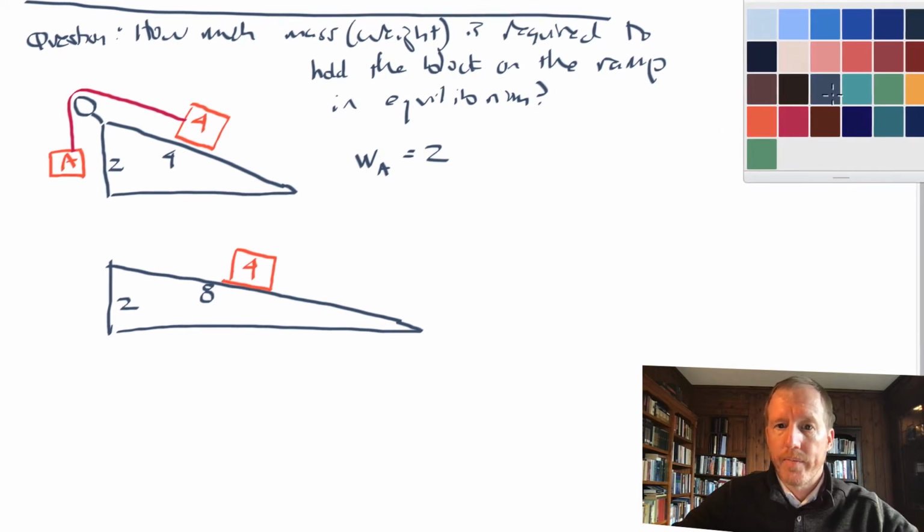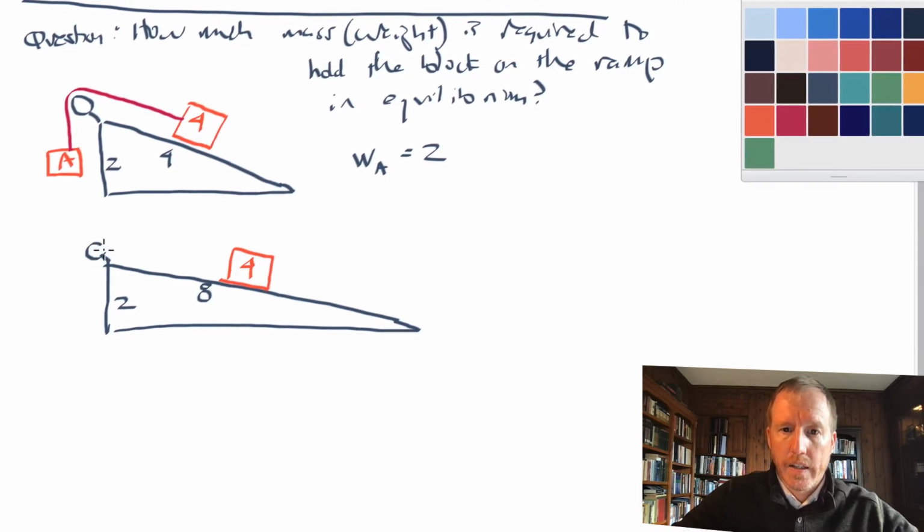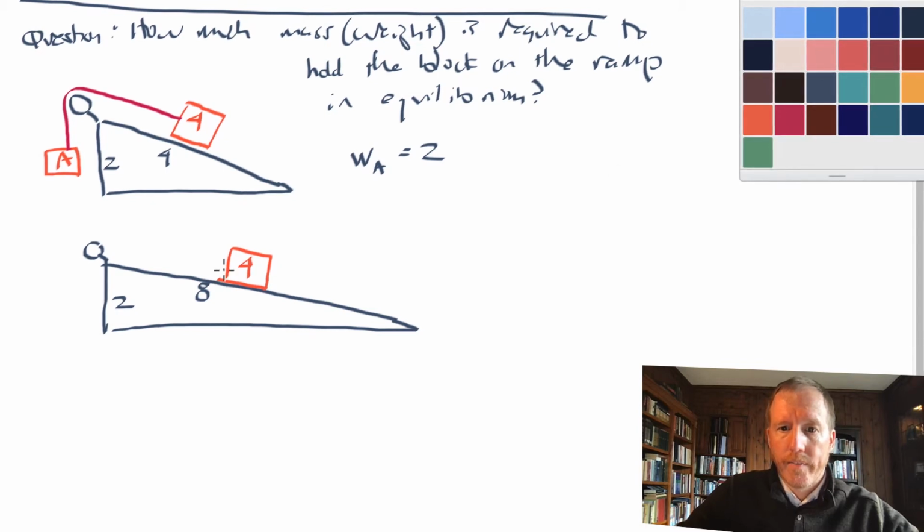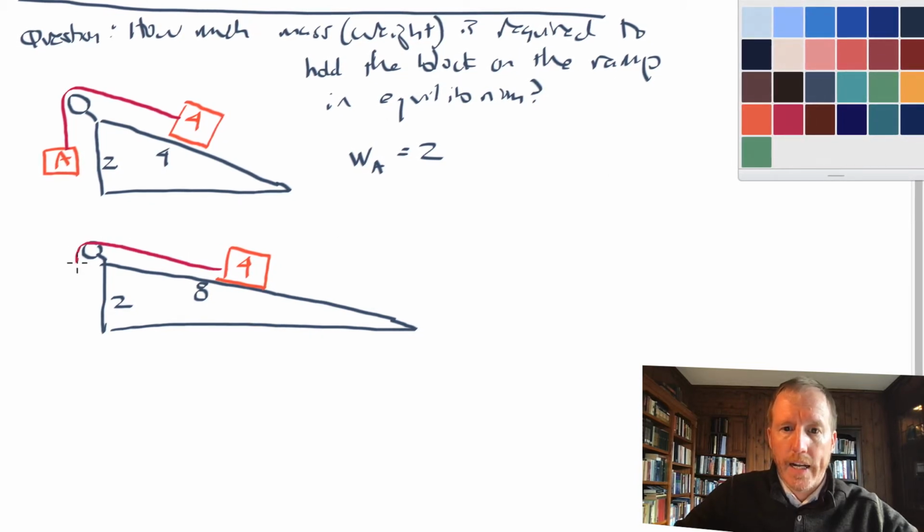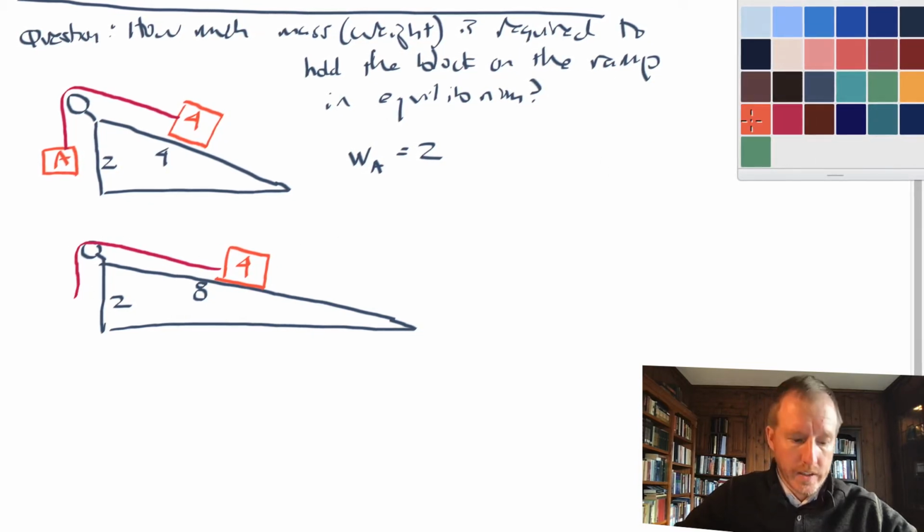on this ramp, and I have a pulley like this, and I were to hang another mass right here, let's call this mass B, how much would be required in order to balance that mass of 4? Well, you can probably guess that it's going to require less mass. Why? Because this is a shallower ramp. It's less likely to slide down, and so it's going to take less weight to support it.